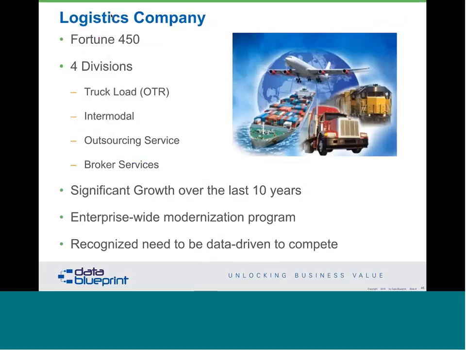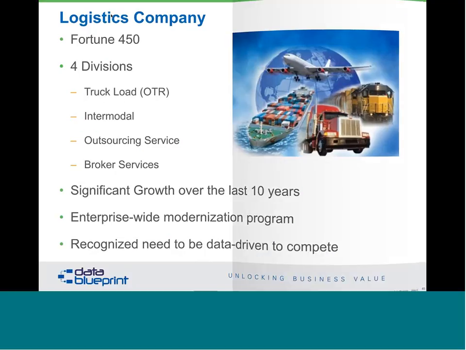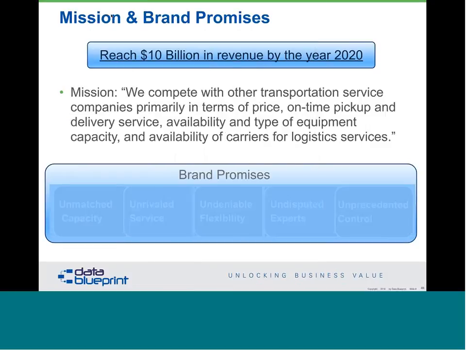I'll give you a very specific example from one of the groups that we've worked with. It's a logistics company, a Fortune 450 company that had 4 divisions. You can see them up here, and they'd experienced significant growth over the past decade. They were going on an enterprise-wide modernization program. They understood that they needed to do more with their data. They had a revenue growth goal of achieving $10 billion in revenue by the year 2020.